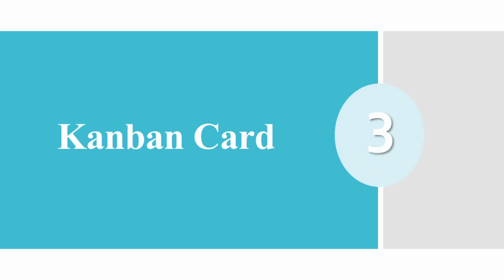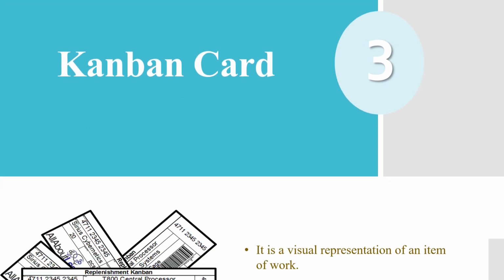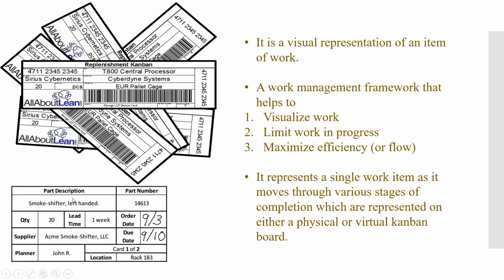Then, after understanding the Kanban board, let us understand what is a Kanban card. This is a simple Kanban card that is followed in the industry. The Kanban card helps to visualize work, limit work in progress, and maximize efficiency. It represents a single work item as it moves through various stages of completion, which are represented on either a physical or virtual Kanban board. So these are the Kanban cards.